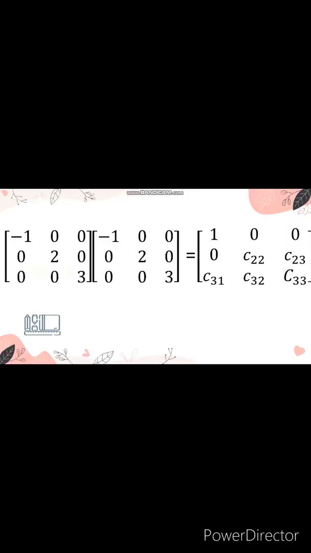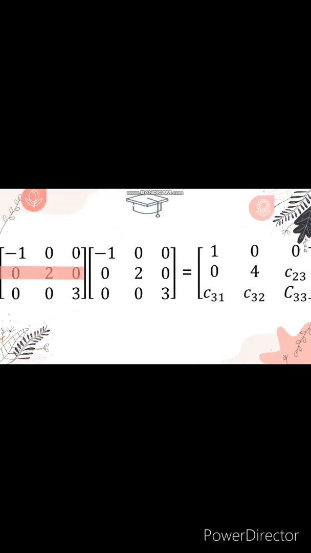Let's multiply the second row to the first column to get the value of C sub 2,1. C sub 2,1 is equal to 0 times negative 1 plus 2 times 0 plus 0 times 0, and we get 0. Let's multiply row 2 to column 2 to get the value of C sub 2,2. C sub 2,2 is equal to 0 times 0 plus 2 times 2 plus 0 times 0, and we get the value of 4.